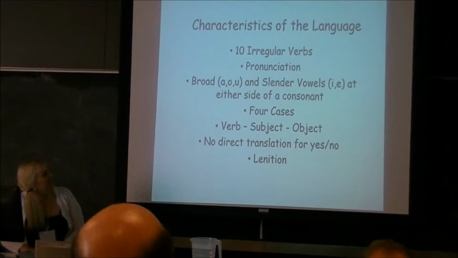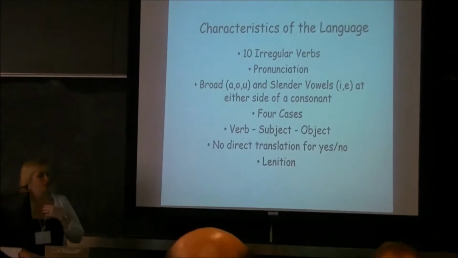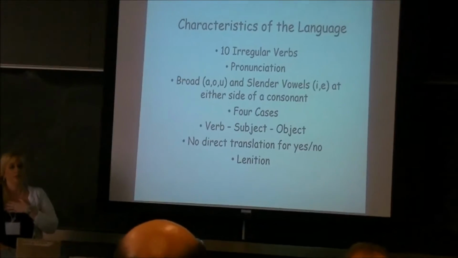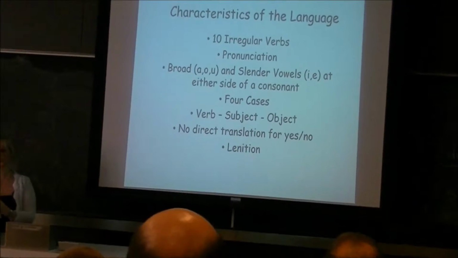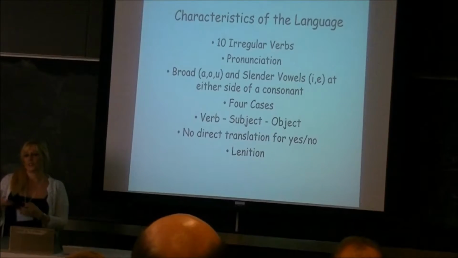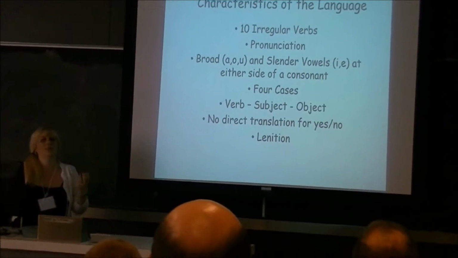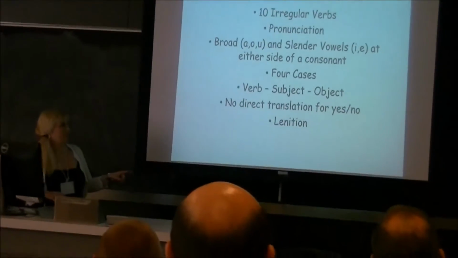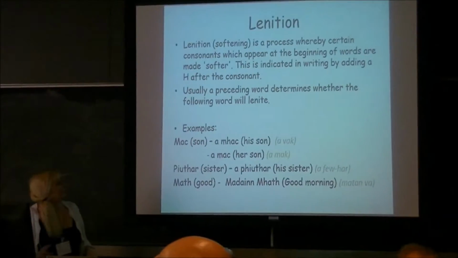The order tends to be verb, subject, object in a sentence. There's no direct translation for yes or no. I think people that know Chinese might be able to relate to this. When somebody asks you a question, are you going out tonight? You have to answer "I go" or "I'm going." That's kind of how it translates. And they have lenition, which we'll talk about in the next slide. Anyone who knows Irish will know what that is.